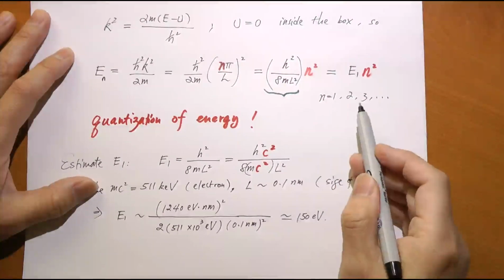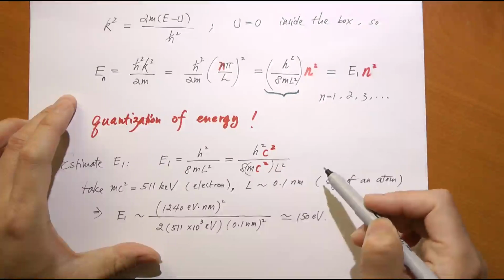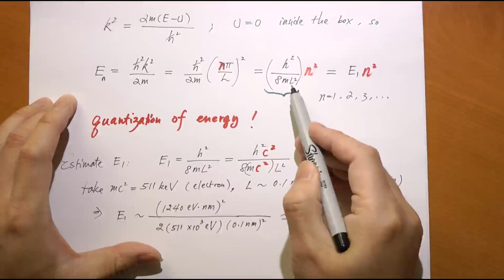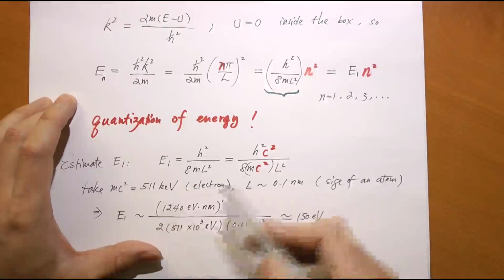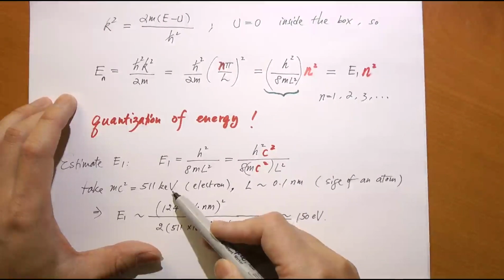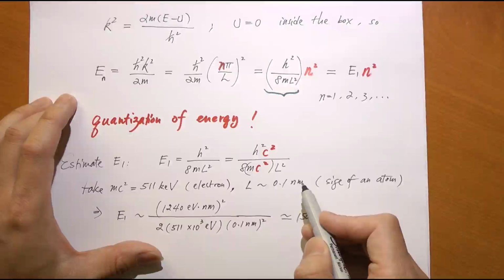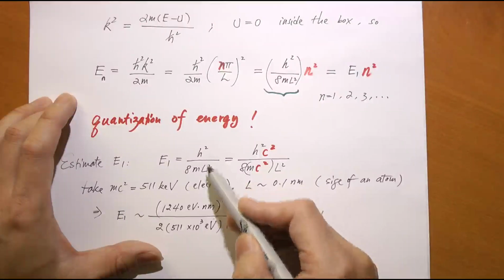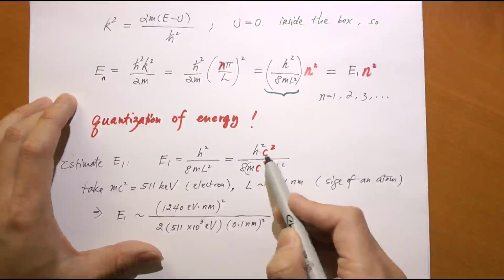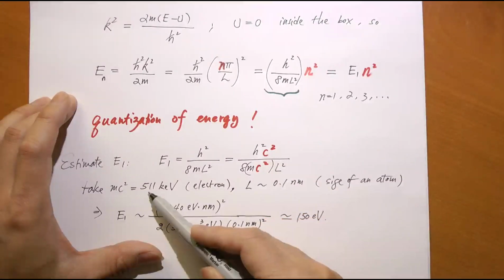And as another example of numerical estimation, we can figure out what roughly E1 is, given some reasonable numbers. E1 is h squared over 8mL squared. And if I want to estimate that, I have to be given a value of m and L. So let's say we put an electron inside. So mc squared is equal to 511 keV for an electron. And let's say L is the size of an atom, roughly, which is 0.1 nanometers. The same trick applies when you do the numerical estimation. I'm going to multiply both numerator and denominator by what? By c squared. So here I get (hc) squared. And here, instead of m, I get mc squared, which is equal to 511 keV.